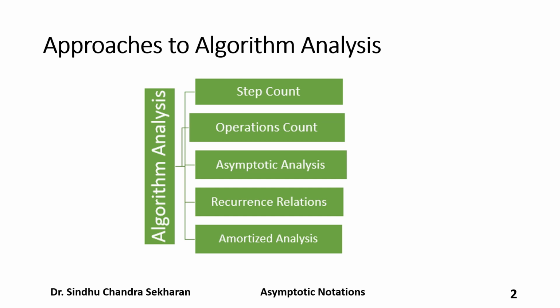Here we have 5 approaches to algorithm analysis. The first one is step count, then we have operations count, asymptotic analysis, recurrence relations, and amortized analysis. In this lecture, we'll be discussing the asymptotic analysis.